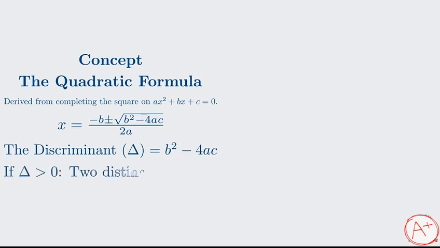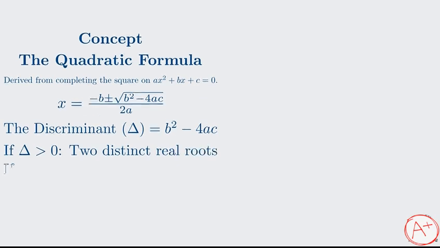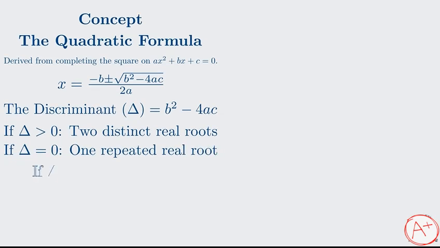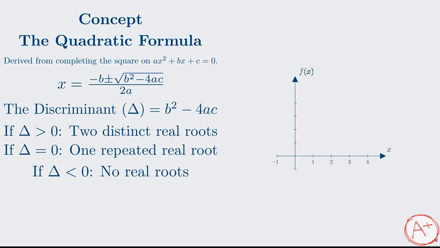If the discriminant is greater than 0, we have two distinct real roots. If it equals 0, there is one repeated real root. And if it is less than 0, there are no real roots. Looking at the graphs, when the discriminant is positive, the curve crosses the x-axis twice. When it is 0, the vertex just touches the x-axis. When it is negative, the curve never reaches the x-axis, meaning there are no real solutions.